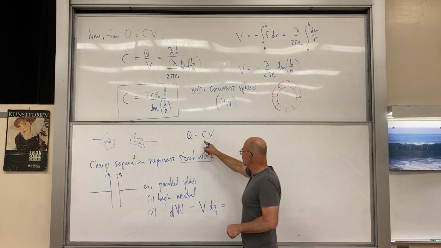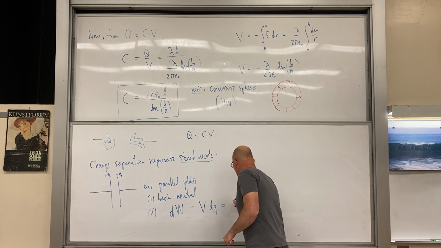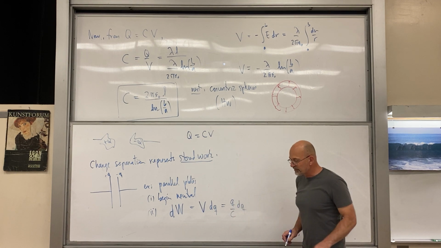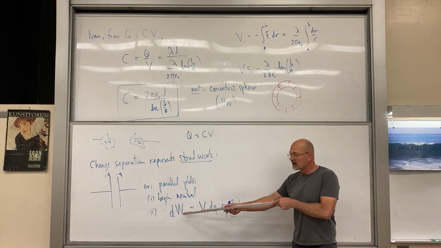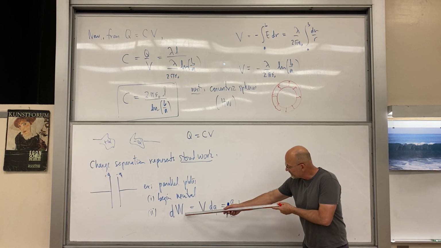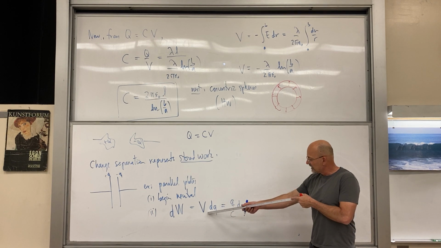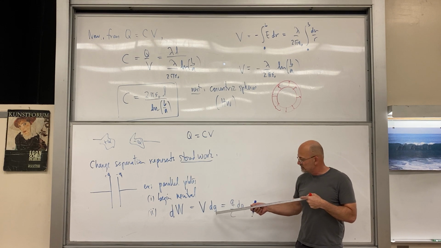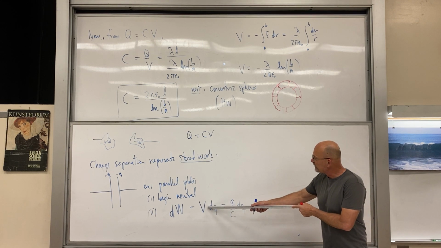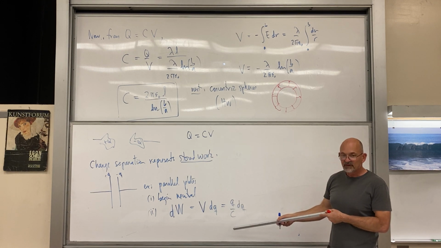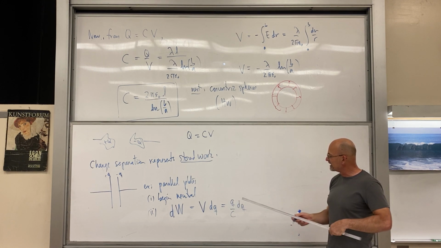So I have Q over C, so I have Q over C dQ. So that's my first increment of work that I've done. This is by the very definition of energy and potential, right? Potential was energy divided by charge. And now I've taken my definition of capacitance. I've got Q over C. I'm using a lowercase q because we're going to integrate it up.